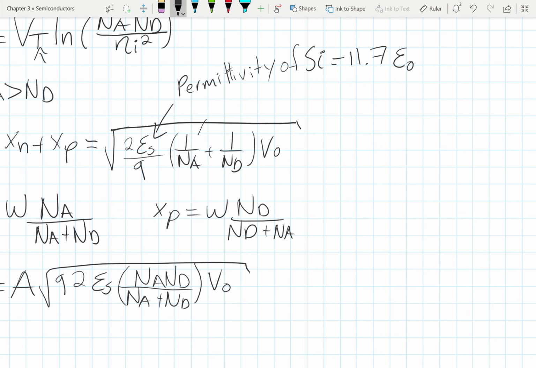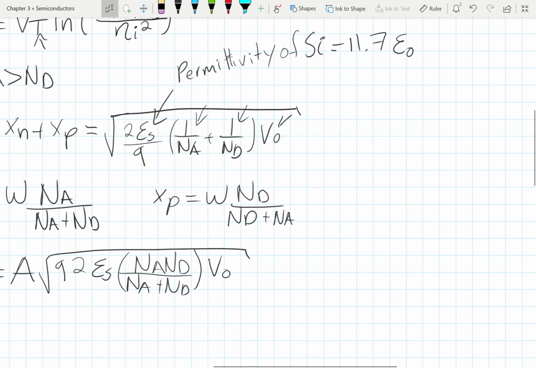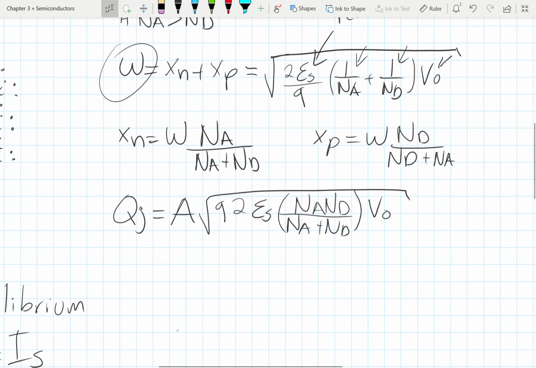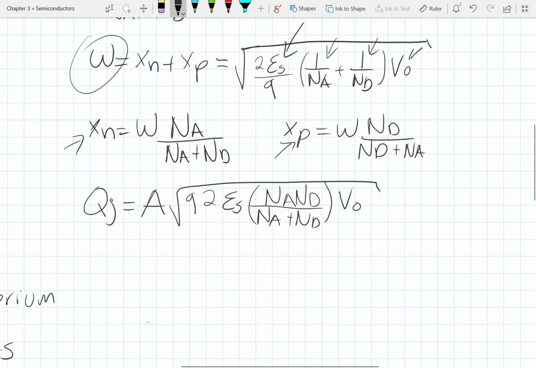And then it's also inversely proportional to the concentration of acceptors and the concentration of donors, and directly proportional to the square root of the built-in voltage. And from that equation you can find Xn and the width on the p side as well.